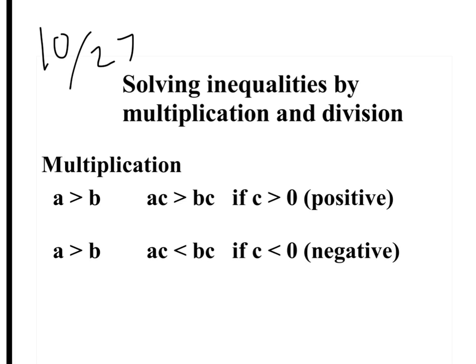However, you have A is bigger than B, but if you times by a negative number, like C, where C is less than 0, it's negative, and you times by it, then what happens is you change the sign. When you times by a negative number, it flips the sign to stay a true statement. It'll make more sense when we see numbers. But what you got to know is if you're timesing both sides by a negative number, you have to flip your sign.